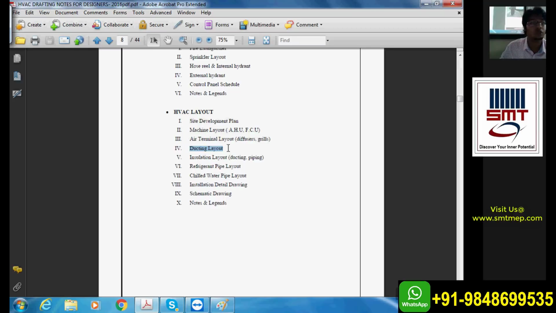Then you have a ducting layout, which is going to be done on SLD and DLD. It is in short called ducting on air side. Okay, highlight that one. Then you have insulation layout, that is ducting and piping for both. What are the two types of insulations we have? One inside and one outside.